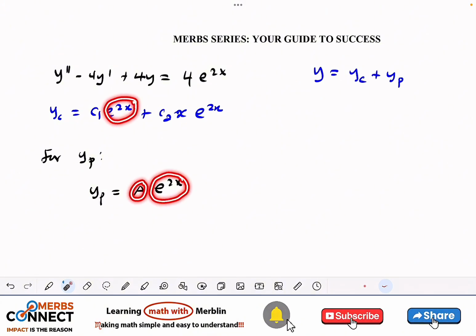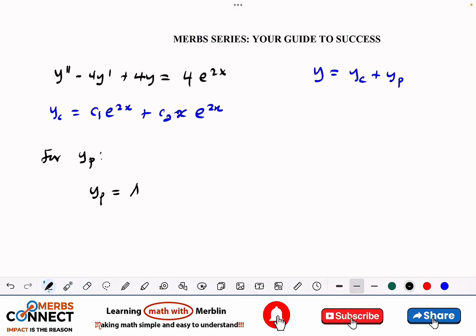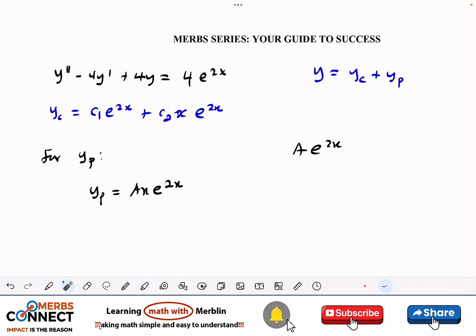And I have a constant, so I need to modify it because basically this is the same as this, since this is also the same as this. So I'm going to modify this by multiplying through by x. So I'll do that by multiplying this one by x. So this is now moved to a x e to the power 2x. Right? So we've moved from this to this because we are saying that this is basically the same as this.